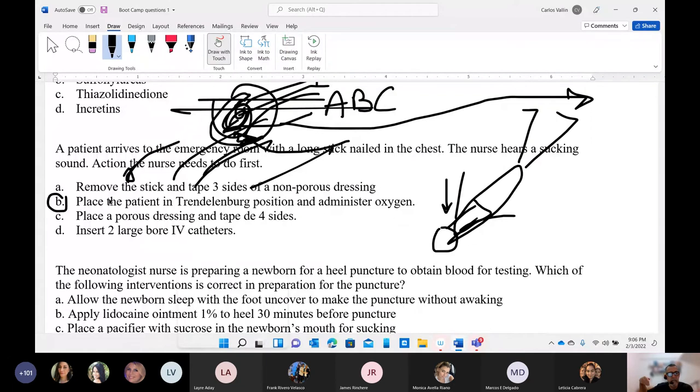When you remove the stick, the knife, or whatever, then the blood vessel is broken and free to bleed, and the patient can die. So a moral. It will be D, done for bleeding.